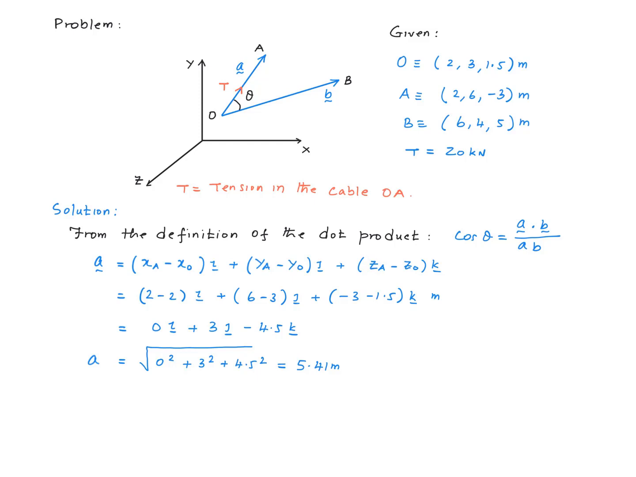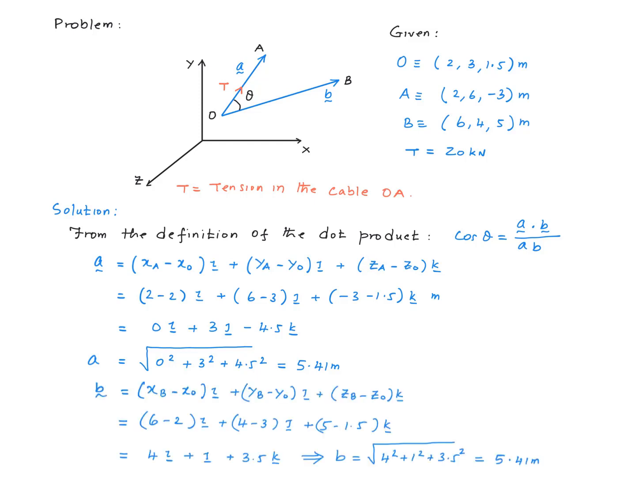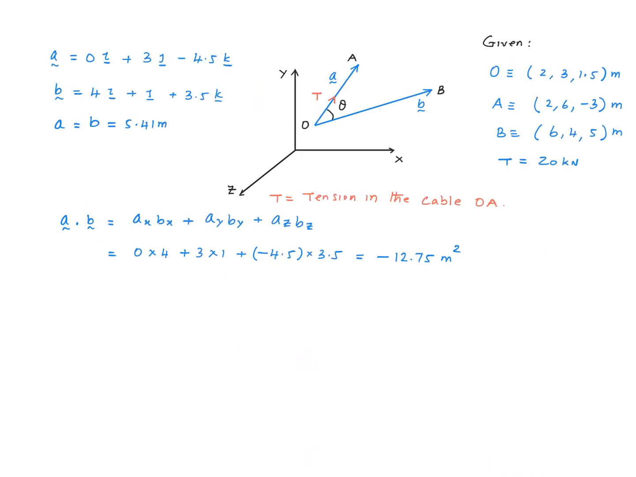Now we repeat this for vector B. Here are the details, and this is the vector I get for B, and it turns out that the magnitude of B is the same as the magnitude of A. Here is a summary of the results from the previous slide.